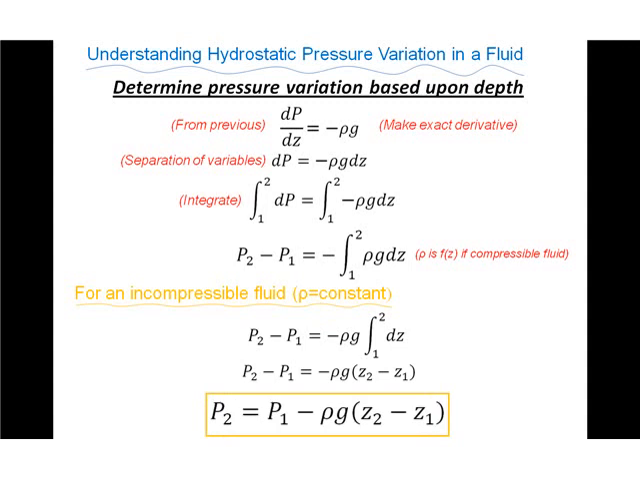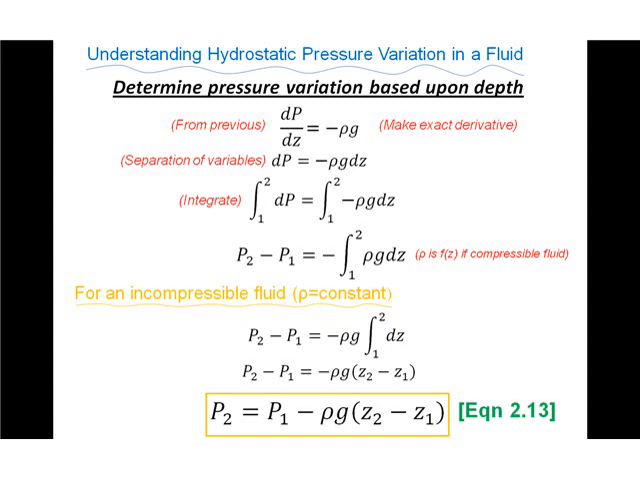And so we get that the change in pressure is equal to negative density times gravity times the change in elevation. Okay. We move the first pressure term to the right side, and we get P2 equals P1 minus density times gravity times elevation 2 minus elevation 1. This is equation 2.13 in your book.